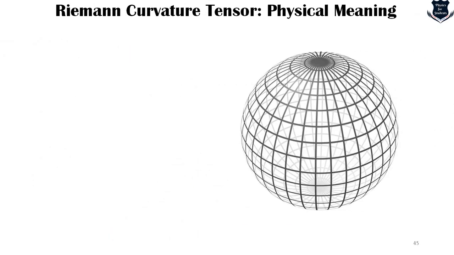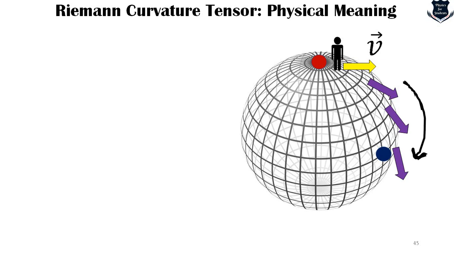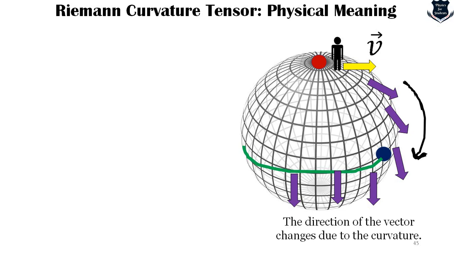So let us imagine this is a sphere and we are standing on the top of the sphere and we want to get to this blue point and we are carrying an arrow in our hand and we want to keep it as straight as possible. So we move here. V is the vector. We are trying to keep it as straight as possible. But you see, due to this curvature, the vector is bending. So if you move around this great circle, we take it here and we take it here, the vector points somewhere else. So the direction of the vector changes due to the curvature, which is in black on the right hand side.